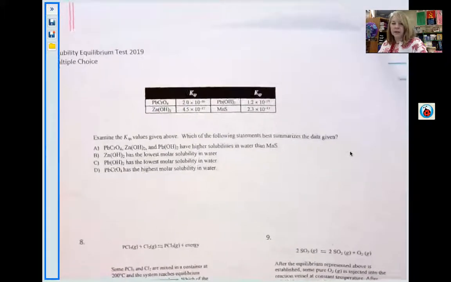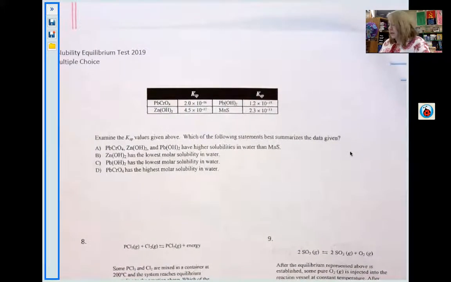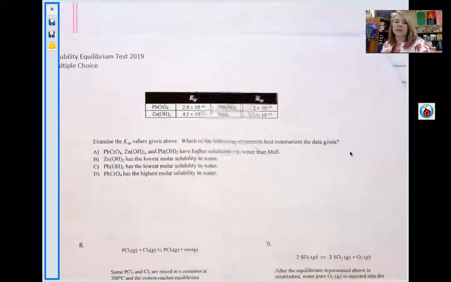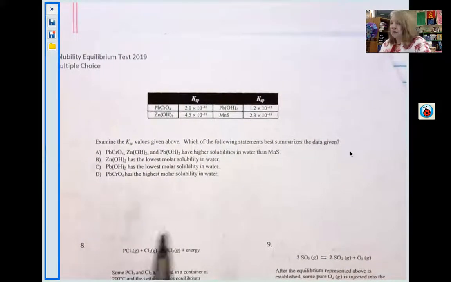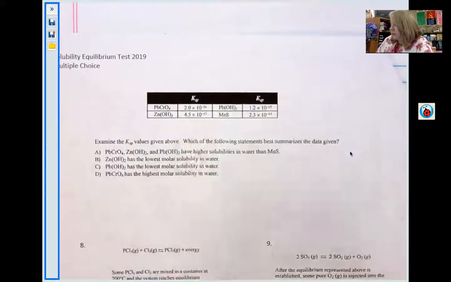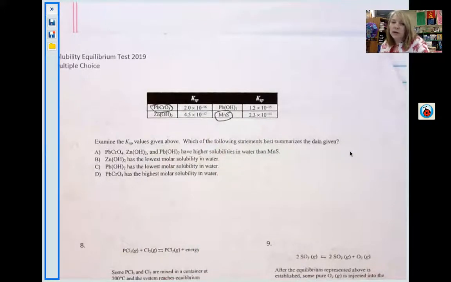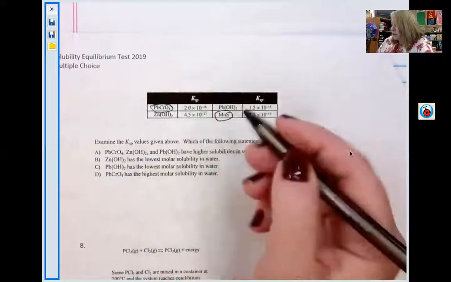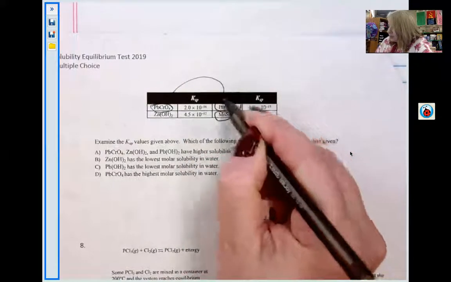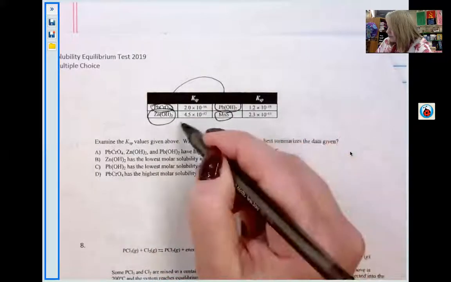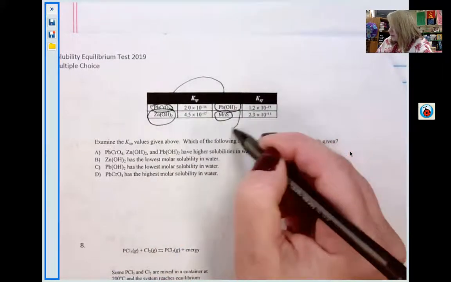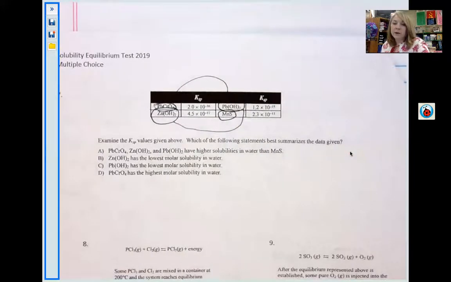All right, number 7. It's a little tricky one. When I worked this one out, I'm like, this doesn't even have a correct answer. Because in order to compare these substances, you have to solve down to solubility. For instance, we can compare lead chromate to manganese sulfide because both of them have 2 ions, right? So those two could be compared to one another. We could compare lead hydroxide and zinc hydroxide to each other, not to everything else, because those two have 3 ions. But we can't compare them all to each other in order to come up with an answer.